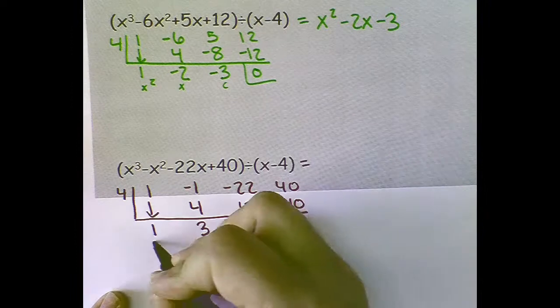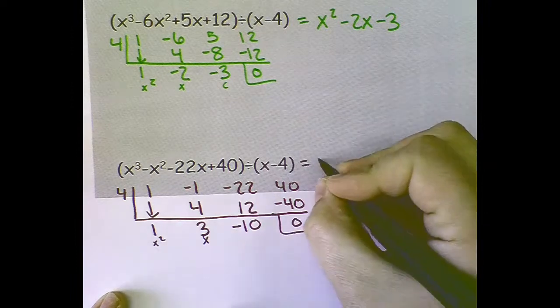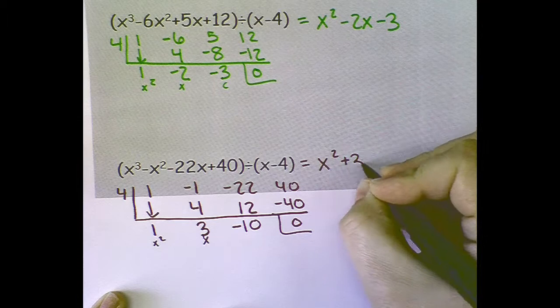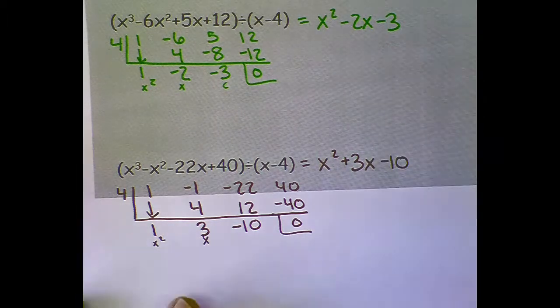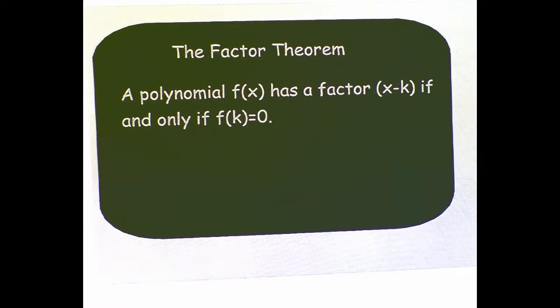So remember, constant, x, x squared. So I have 1x squared plus 3x minus 10. Now this brings us to the reason we actually care about dividing, the factor theorem. A polynomial f of x has a factor of x minus k if and only if f of k equals 0. So only if the value is 0 for that function.